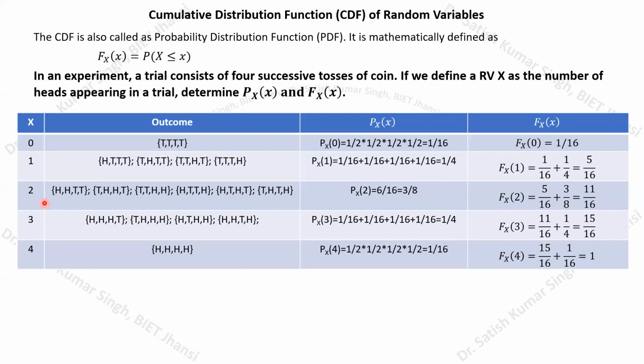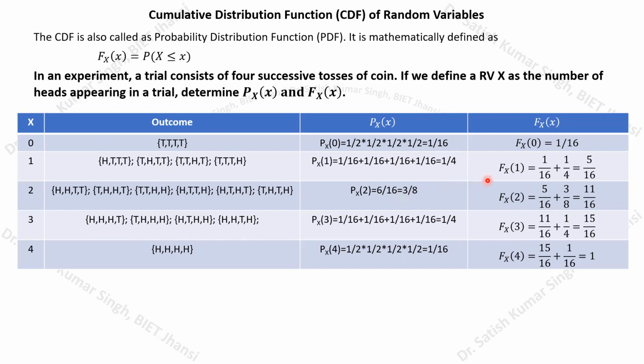Similarly, here you can have two heads that may appear with these possible outcomes: head, tail, in the first sequence, or it may be a tail, head, and tail. Then again, these are the possible outcomes. Here you can see there could be a total of 6 possible combinations. So again, the probability of getting two heads will be 6 by 16, so that value will be 3 by 8.